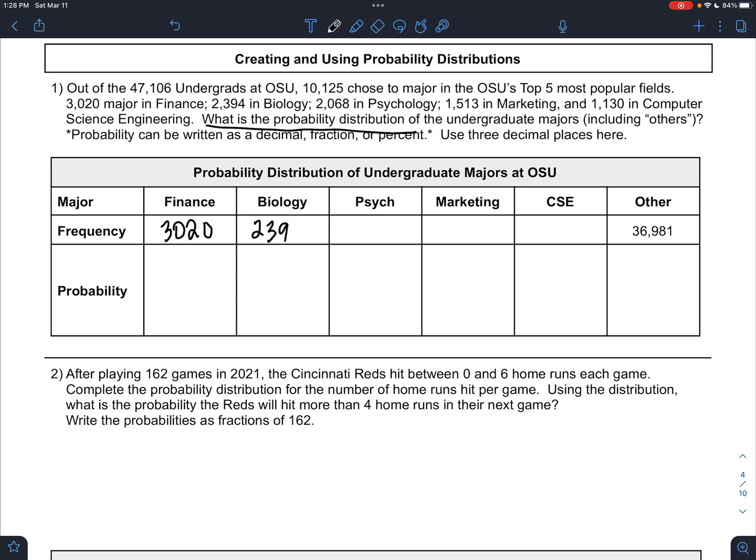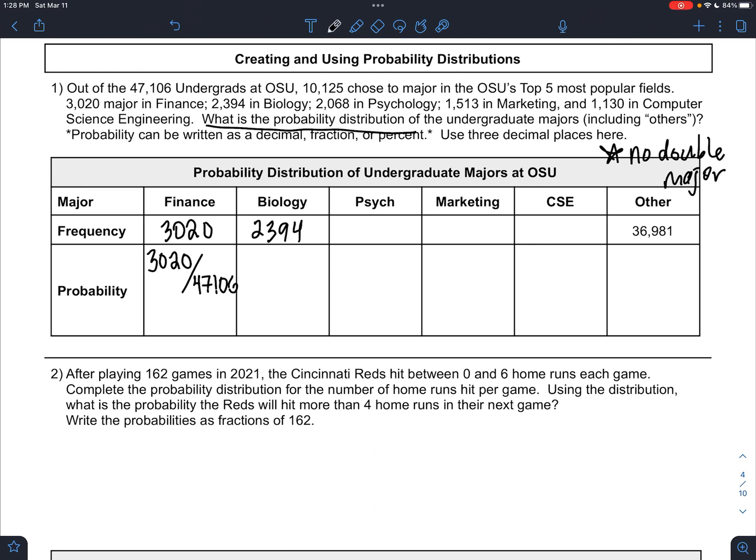So how many people were finance majors? How many people were biology majors? And we fill in all the rest. And the probability is simply just going to be that frequency, the number of finance majors, divided by the total set. So the total number of undergrads.